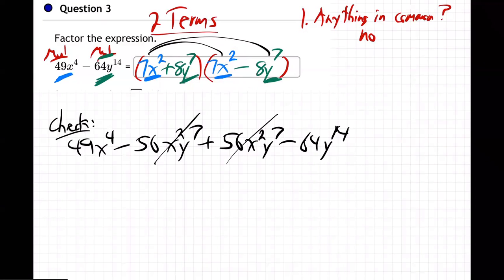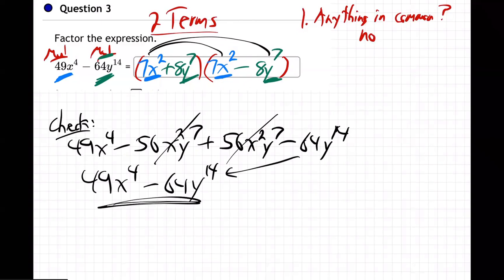Look what happens. See, these cancel in the middle. That's why there's no middle term. It's 0. Minus 56 plus 56, 0. Bring this guy over here. Minus 64 y to the 14th. Done.